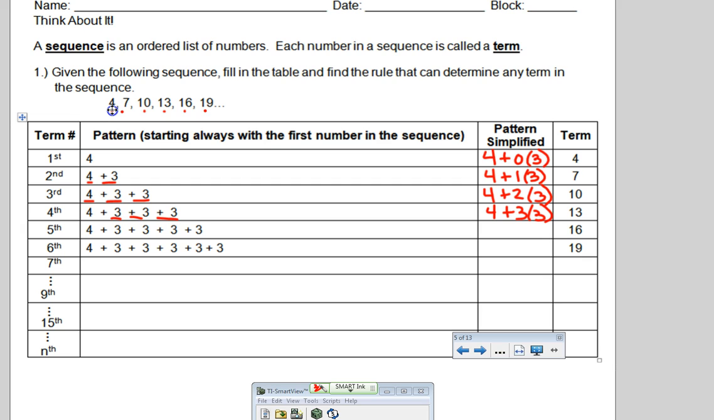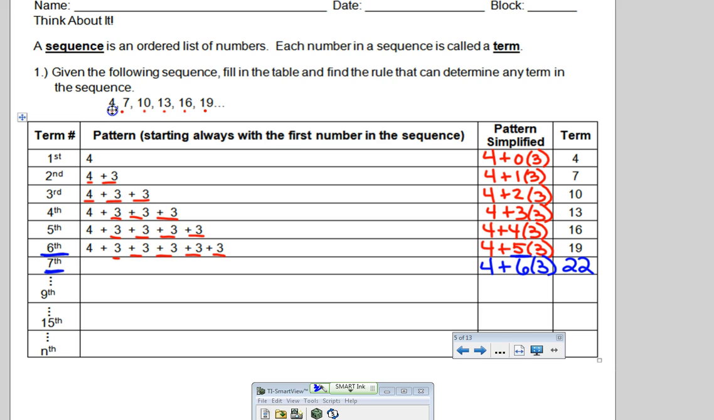Our fifth one, we had 4, and then we had 4 3's to get to our fifth term, which was 16. And then our sixth term, we have 4 plus 5 3's. And now you can kind of see what's happening with the pattern. The number term we're on and the number of 3's we need, there's 1 less 3 than the number we're on. So when we get to the next one, the 7th, it's going to be 4 plus, well, our 7th term, we're going to need 6 3's. And that's going to come up with a number of 22.